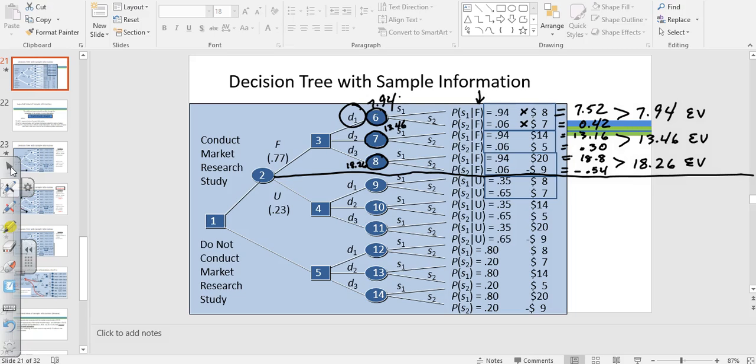So if we look at that, we have 7.94, 13.46, and 18.26. Well, obviously we're going to choose the biggest one, and because the next node is a decision node, a square one, we're going to choose decision 3. That decision 1 was circled from before. So 18.26 is our decision. Decision 3, which is 18.26, and we bring the number along. So that's how that works, and we're going to do the same thing over here.